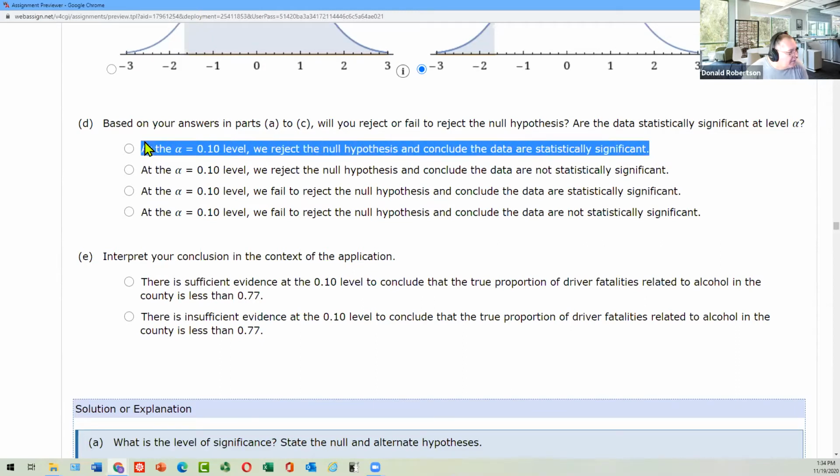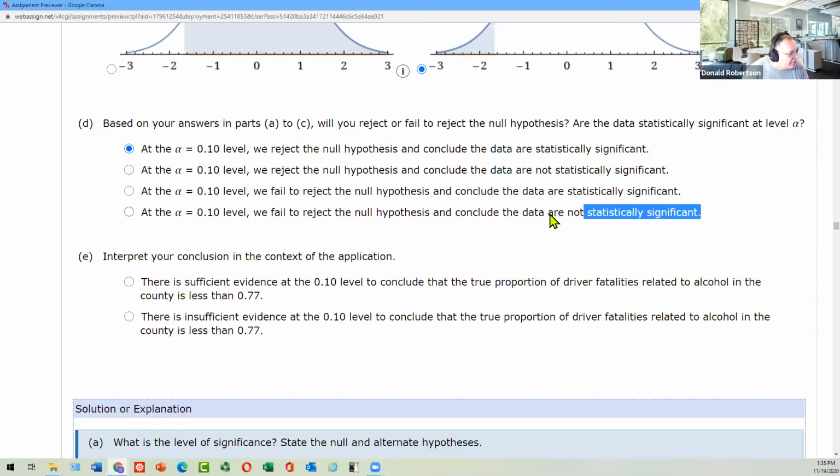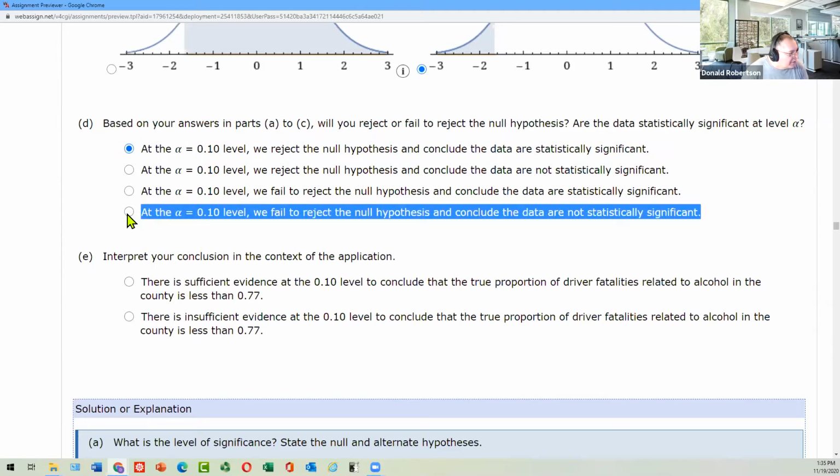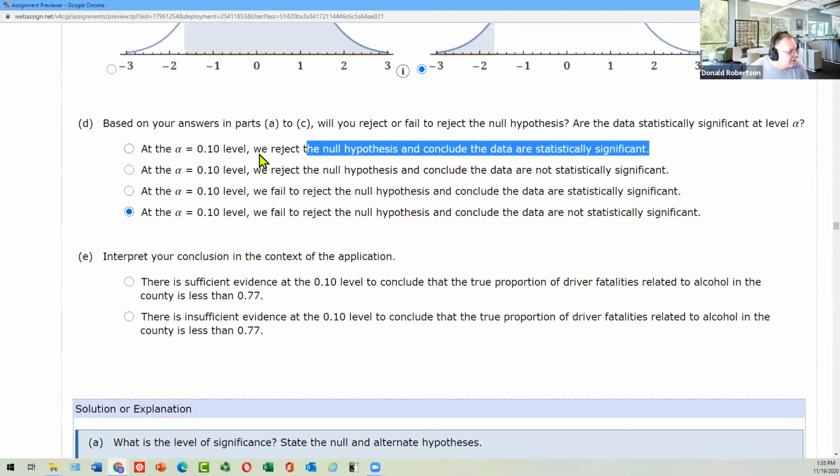That one. We reject the null hypothesis and conclude that the data is statistically significant. So that's the sentence that you pick every time it's a yes. And every time you get a no, you pick this sentence. You see the difference? You fail to reject and it's not statistically significant. This is a yes story, so we pick this one. You reject the null and it is significant. And here, you pick that one.